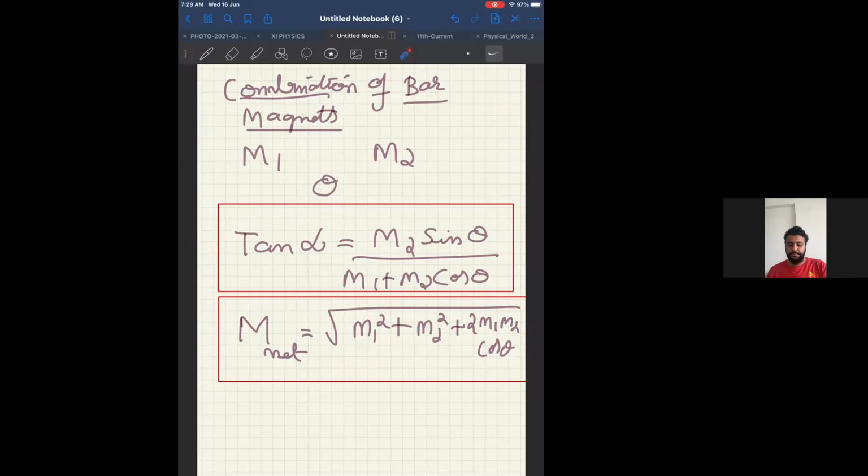What is the meaning of that net word? Net means total. Net magnetic moment means resultant magnetic moment or total magnetic moment.